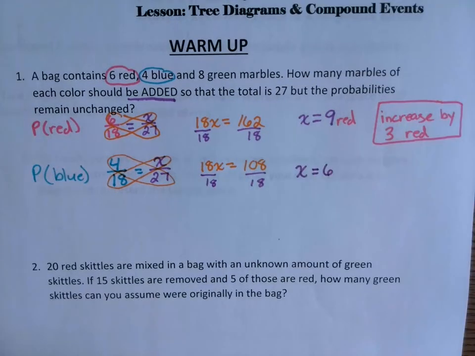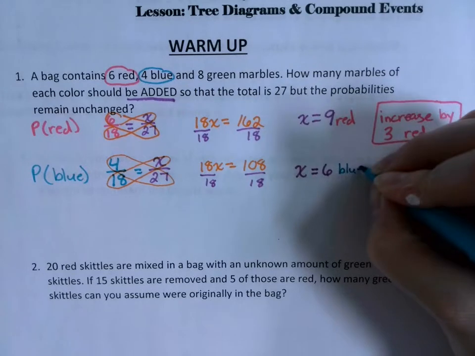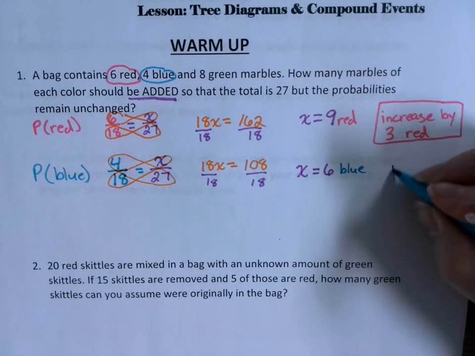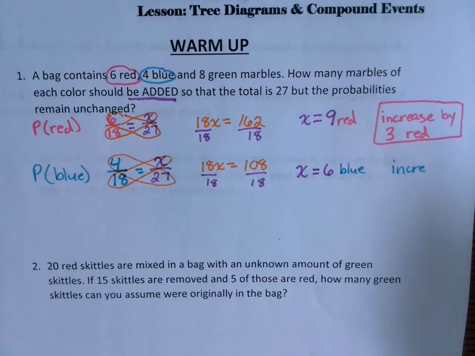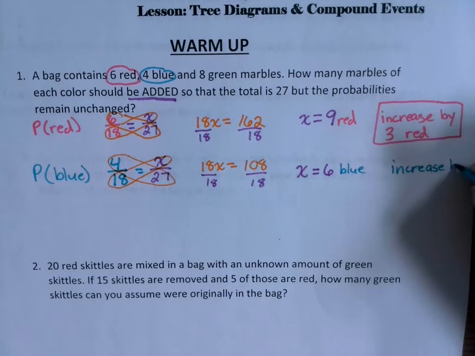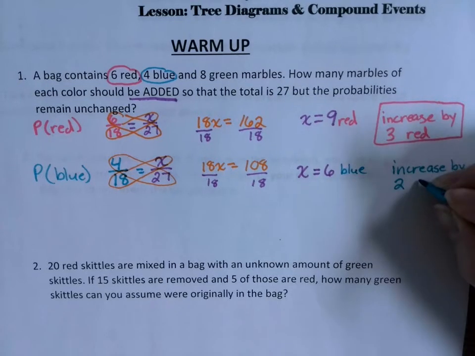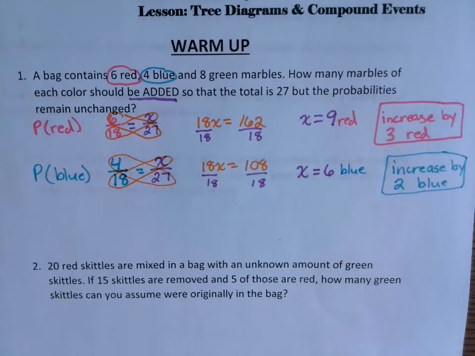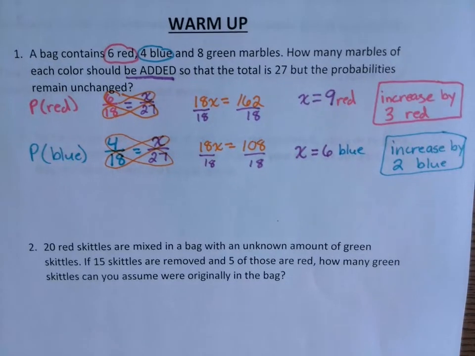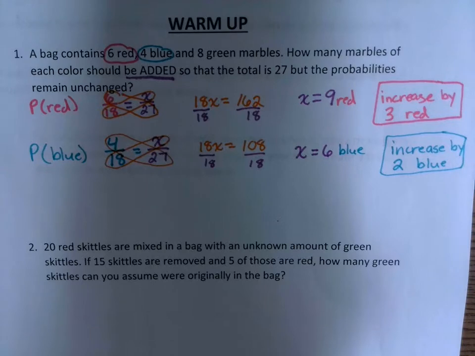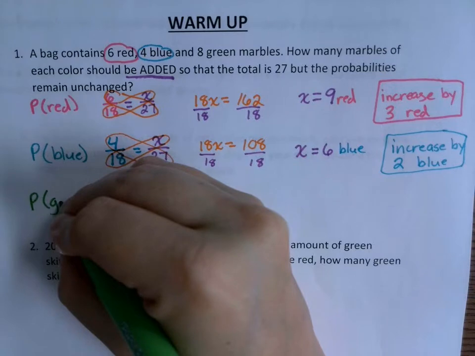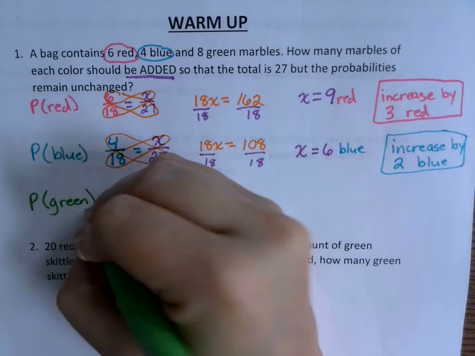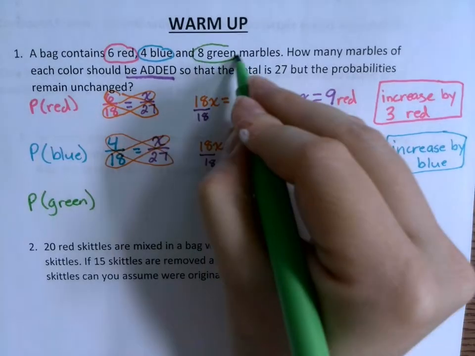How much does that mean it increased by? We went from 4 to 6, it increased by what? 2. It's an increase by 2 blue. Okay, and then the last one, the probability for green. The probability for green is going to be 8 green out of 18 marbles in the bag.